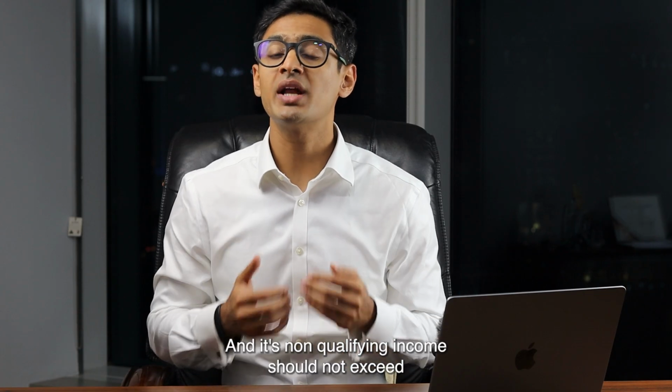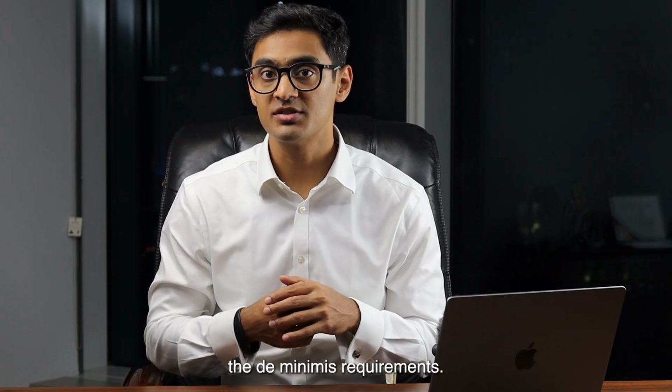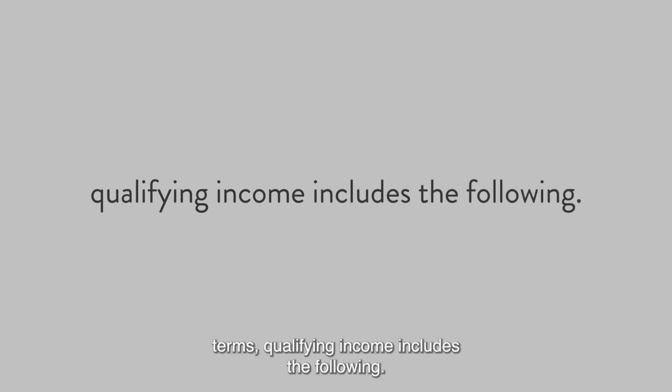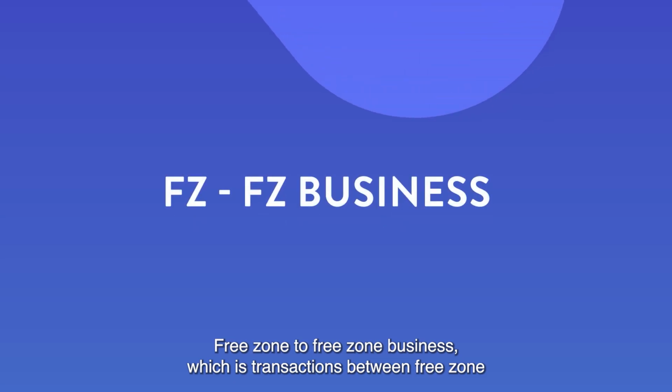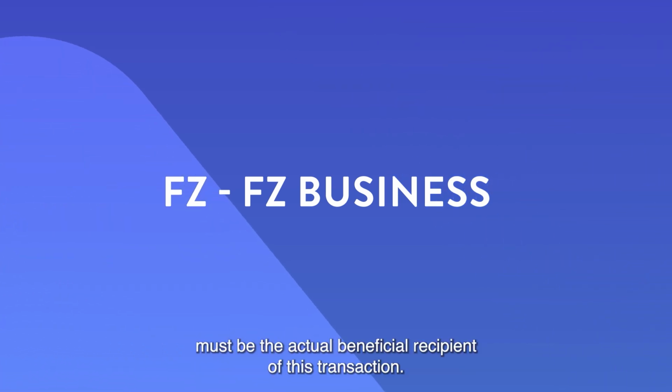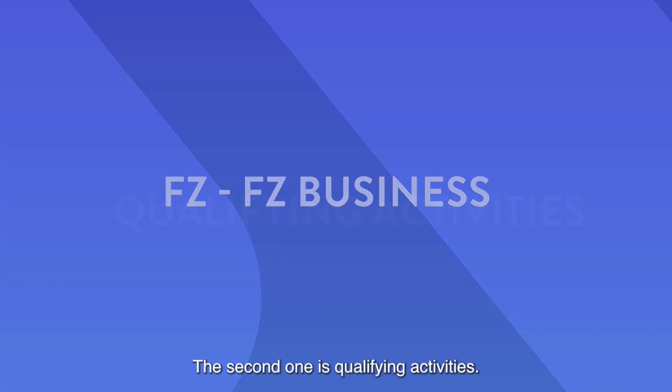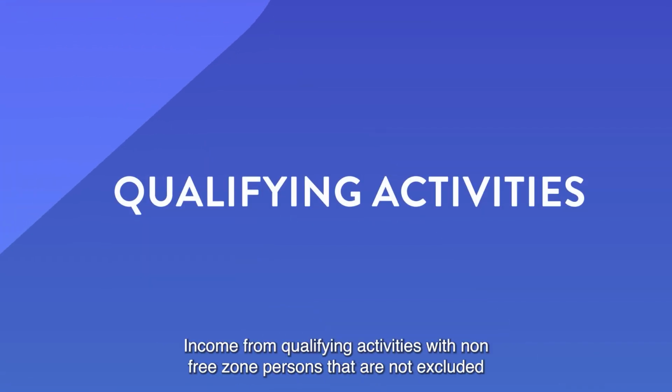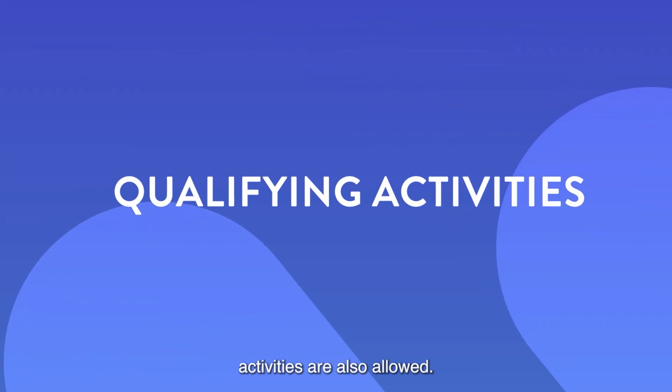The third condition is that the qualifying free zone person must earn qualifying income, and its non-qualifying income should not exceed the de minimis requirements. In simple terms, qualifying income includes the following: free zone to free zone business, which is transactions between free zone persons, as long as the free zone person that's receiving the service or goods must be the actual beneficial recipient of this transaction. The second one is qualifying activities. Income from qualifying activities with non-free zone persons that are not excluded activities are also allowed.